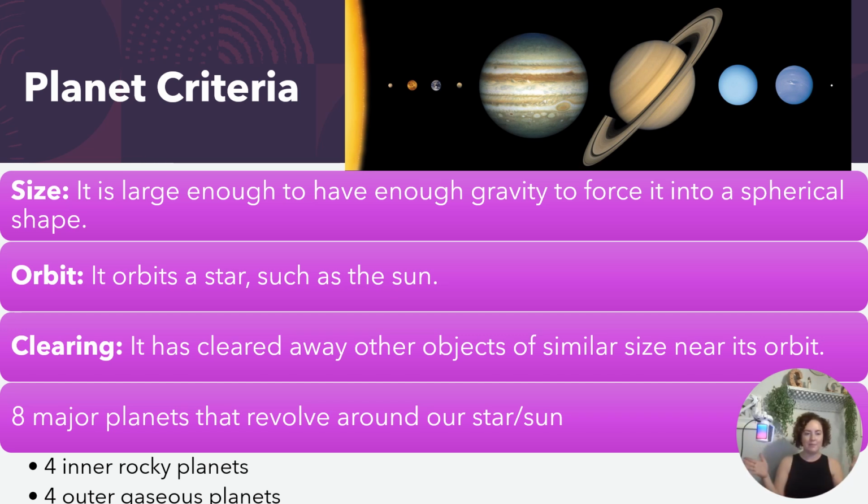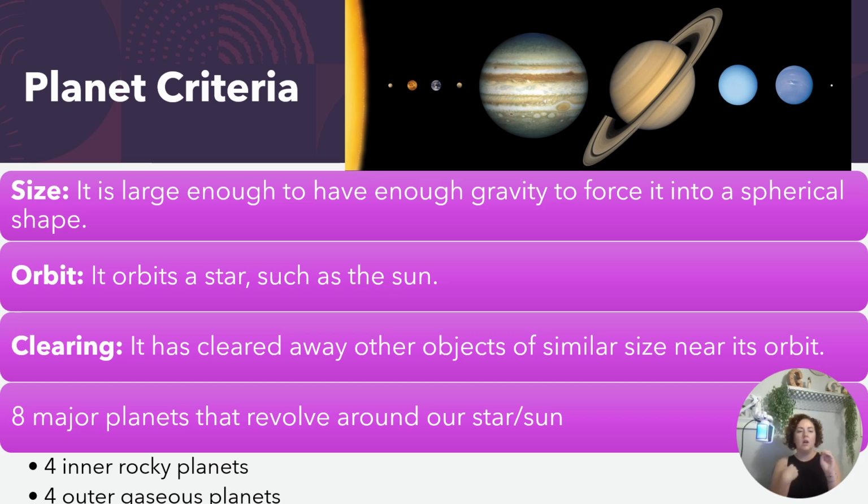Okay, so there is no minimum to maximum sort of thing, but they must be large enough to have enough gravity to force them into a spherical shape or a ball. Okay. Second criteria, they have to orbit our star. Now, when we are talking our solar system, yes, we're talking the sun, but there are other solar systems and other galaxies that have planets orbiting their star. Okay. So all 8 of these planets are orbiting around the sun.